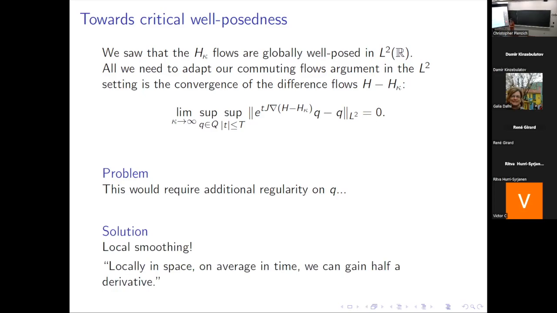And where does it come from? That comes from local smoothing. Local smoothing tells us that locally in space, on average in time, we gain some amount of derivatives. That is a dispersive phenomenon. We have high frequencies moving faster than low frequencies, which means that if you look at a compact interval in space, very fast the high frequencies are going to leave that set. So we will be left with the low frequencies, which are more regular.